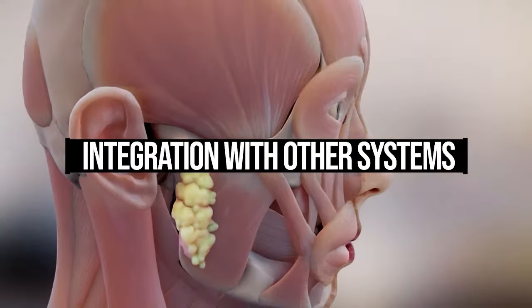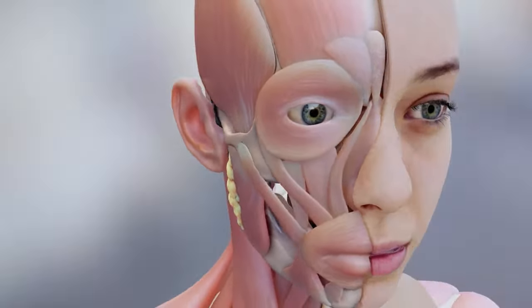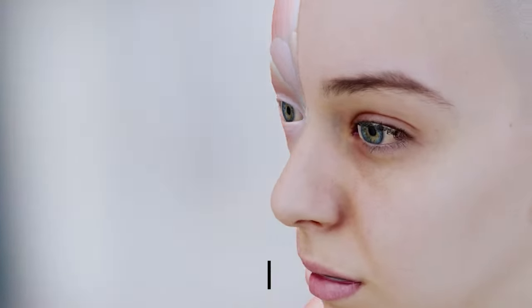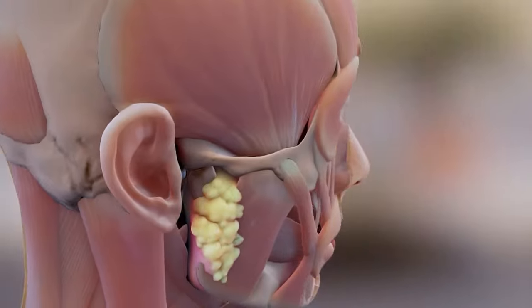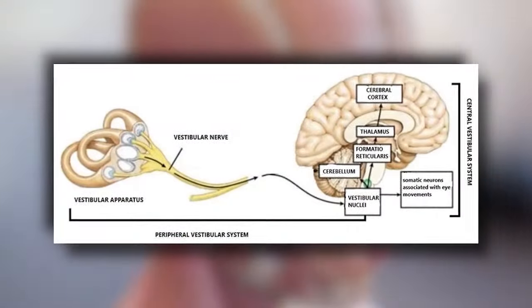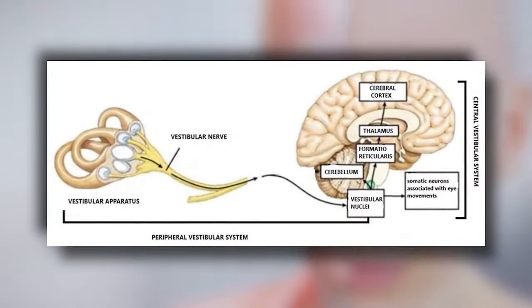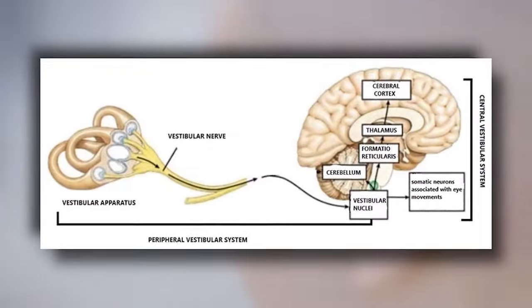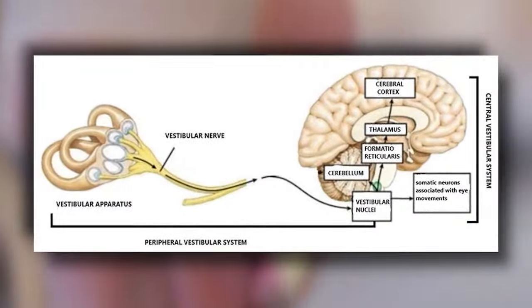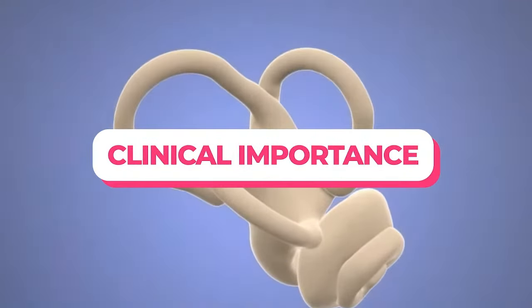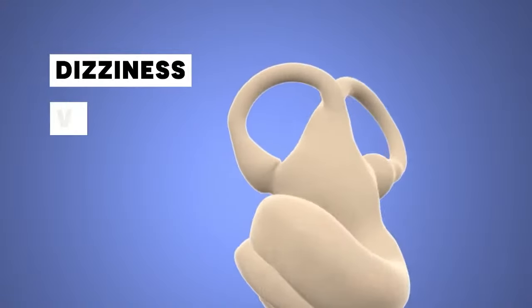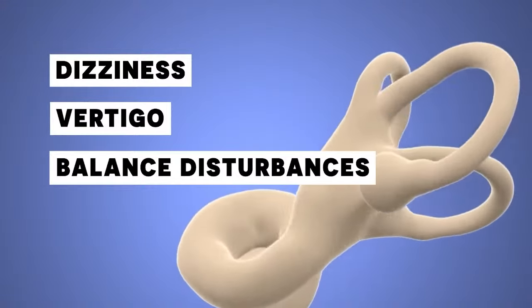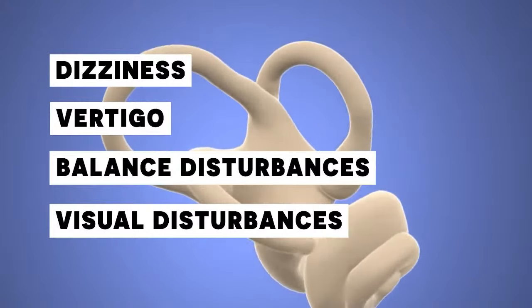Integration with other systems. The vestibular system works closely with the visual system and proprioceptive sensors in the body to maintain balance and spatial orientation. Information from the vestibular system is sent to the brainstem, cerebellum, and other areas of the brain to help coordinate movement and balance. Clinical importance. Disorders of the vestibular system can lead to symptoms like dizziness, vertigo, balance disturbances, and visual disturbances during movement.